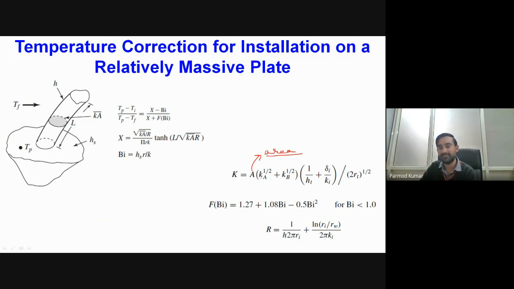So that's why I'll be having different thermal conductivity. For the entire thermocouple unit, we are trying to find out the value of effective thermal conductivity. The value of that effective thermal conductivity is nothing but A times, where A refers to the effective cross-sectional area of the thermocouple, times Ka raised to power 1 by 2 plus Kb raised to power 1 by 2, times 1 by Ht plus delta I by Ki. So this 1 by Ht plus delta I by Ki represents the convective resistance and conduction resistance because of the heat transfer from the surface of the thermocouple in the radial direction.